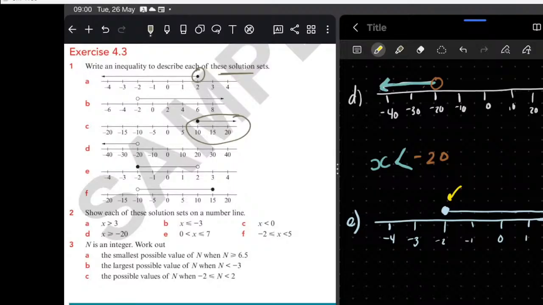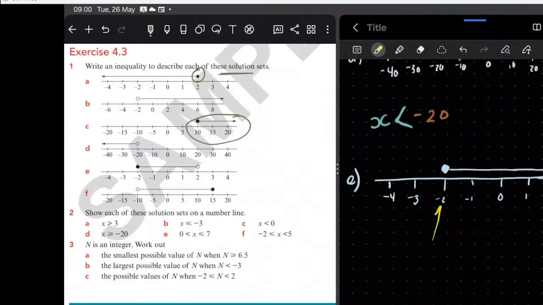So when we have 2 circles, you just take the first number where the first circle is. What is that? Which number is this? Where the first circle is?